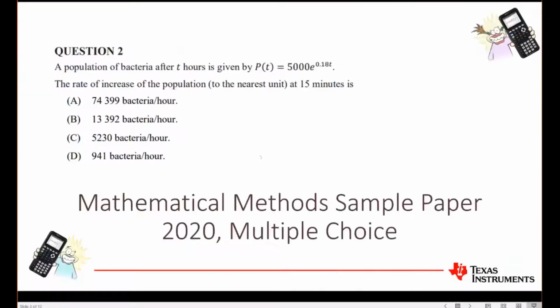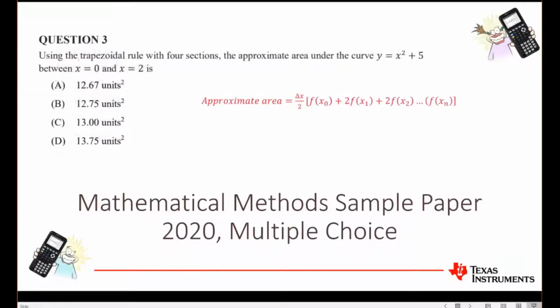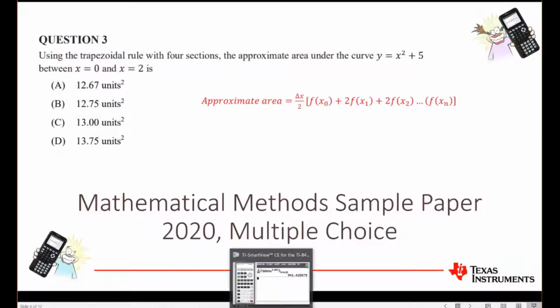Moving on to the next one, we're using the trapezoidal rule with 4 sections to approximate the area under the curve x squared plus 5, between x equals 0 and x equals 2. This might seem like a question you could easily do by hand, but I actually think it's easier to do on the calculator. I'm going to show you how.